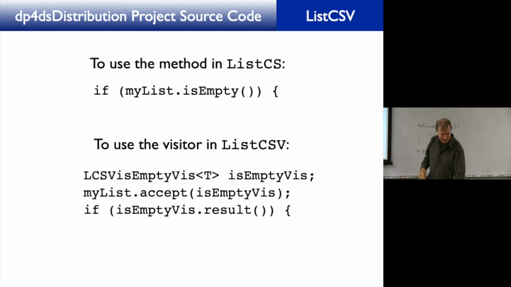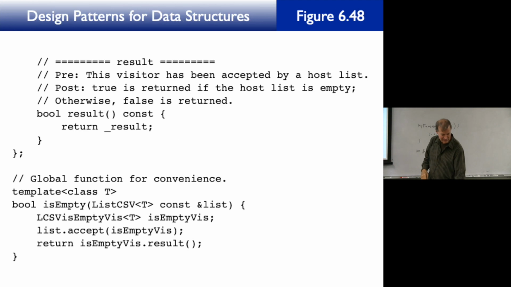So here's another thing that we're going to do that's good software design. We're going to provide, and now this is not a method, the visitor is going to provide a global function for the convenience of the user. You see? This way, this will shield the user from doing this and then calling result and so on.